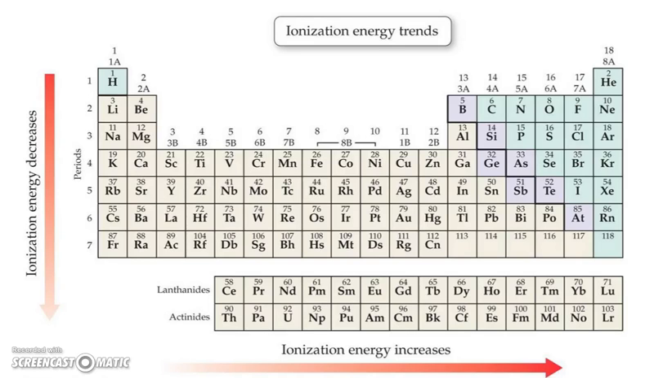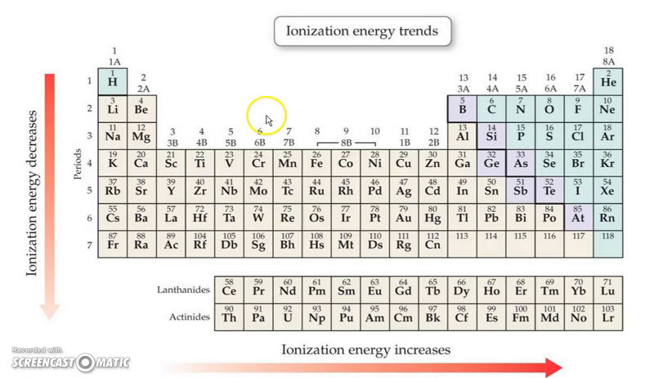This one is ionization energy. What is ionization energy? Well, I would define it as the energy required to remove an electron, which in turn makes an atom more positive. When we look at the periodic table, we can see a trend. As you go from left to right and down to up, ionization energy increases.